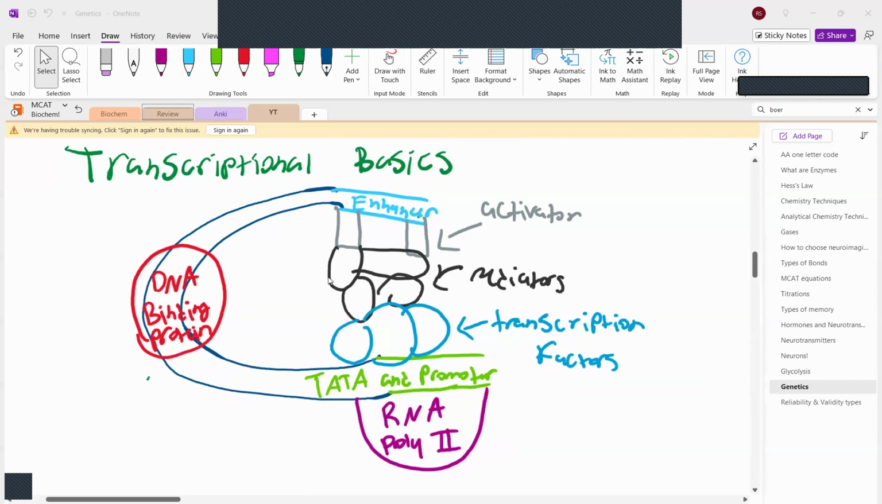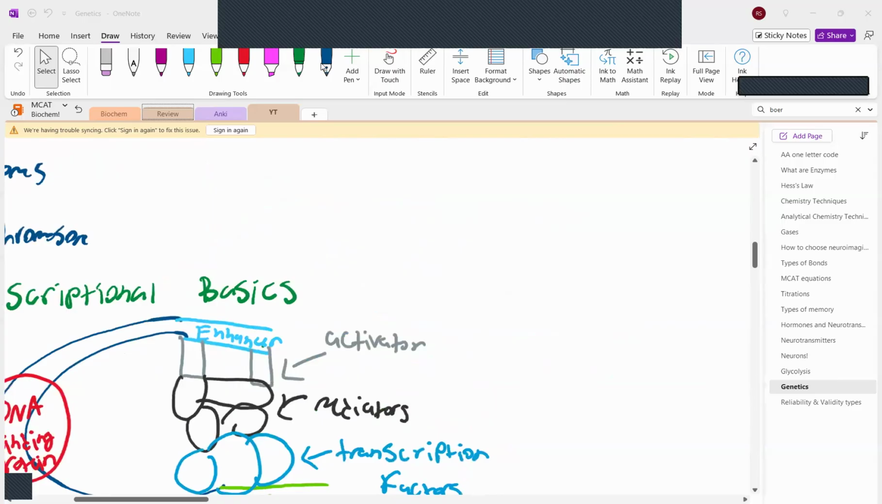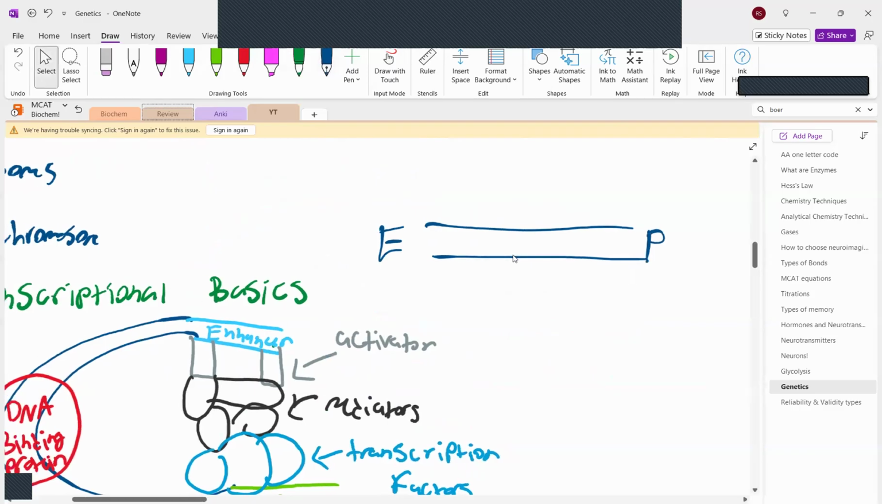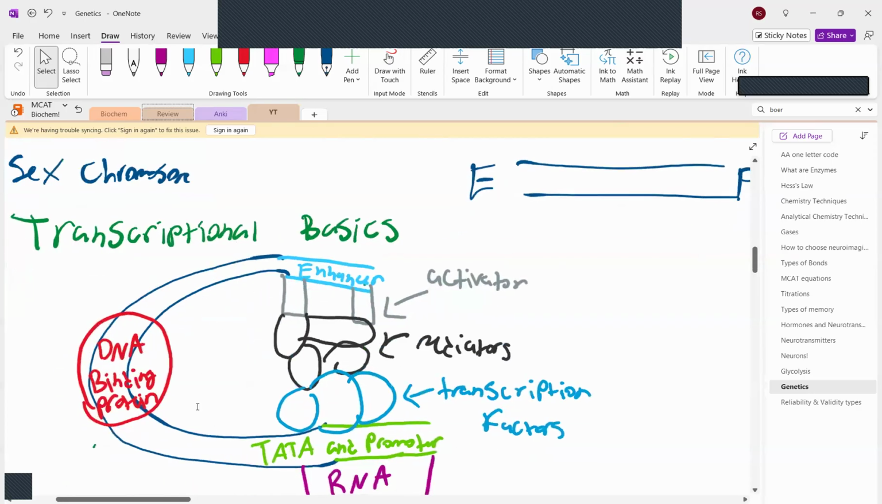But how does the enhancer get to the promoter? The enhancer will be down here, so I'll just have an E for enhancer. And then you have the promoter, which is down there. They're usually pretty far apart, like 1,000 base pairs apart. How does it get from a straight line, give or take, to this bent shape? It's with that DNA binding protein.